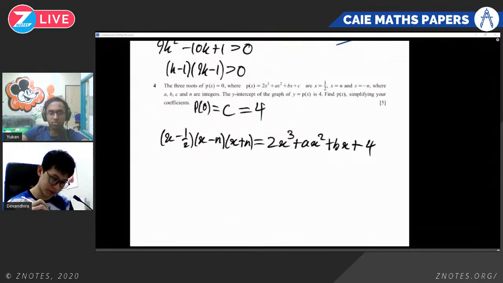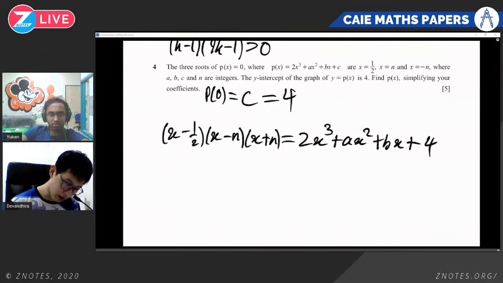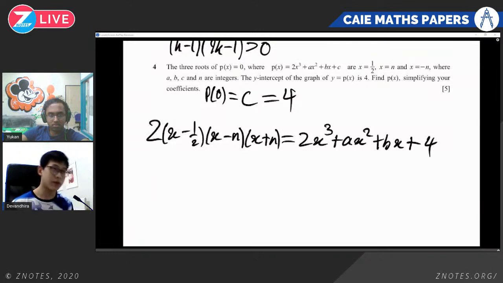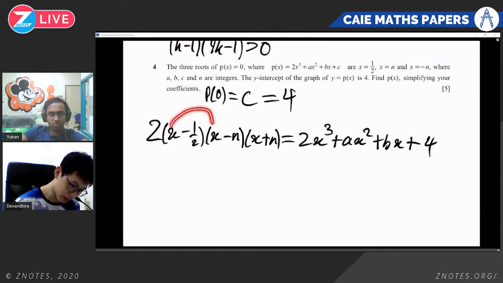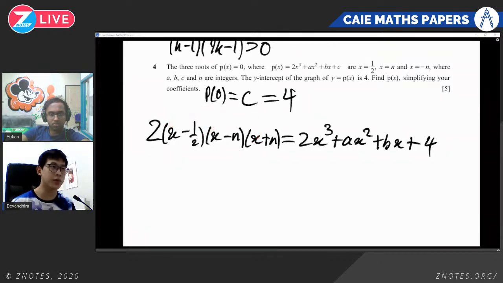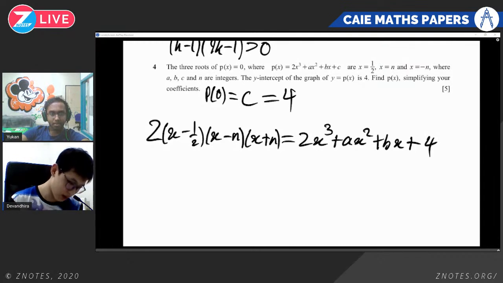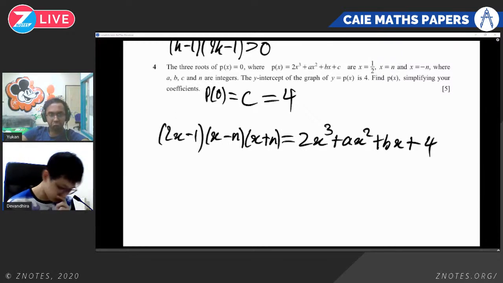Correct? But here's the thing. The coefficient of x cubed is 2. That means we have to multiply by 2 here. Why? Because if you don't, we have x times x times x, which is just an x cubed. It has no 2 in it. All right. We can simplify this a bit more. I guess we can put the 2 in here. We have 2x minus 1.